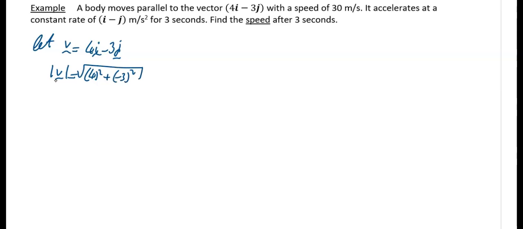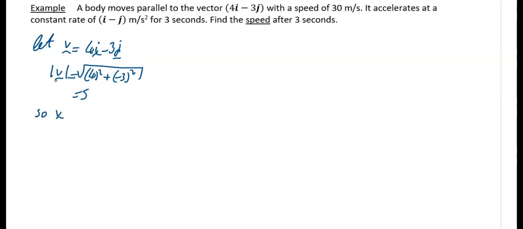Okay, tough question this one. It says the body moves parallel to the vector 4i minus 3j with a speed of 30 meters per second. So it moves parallel to this. I'm just going to say let v equal 4i minus 3j. And I'm going to find the size of that thing. So the size of that thing is going to be 4 squared plus minus 3 squared, and the square root of all that, and you will get 5.